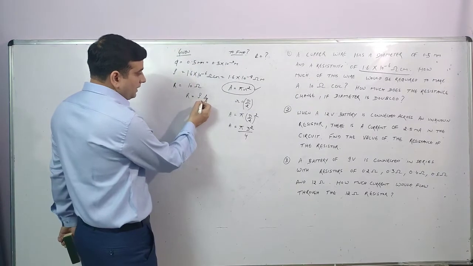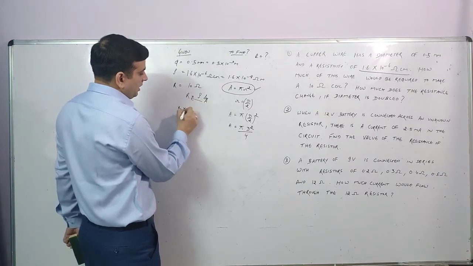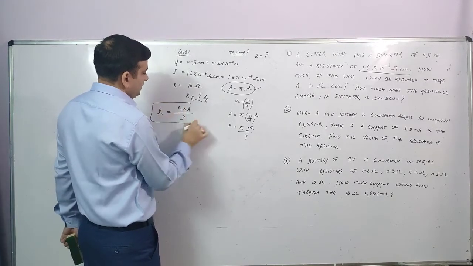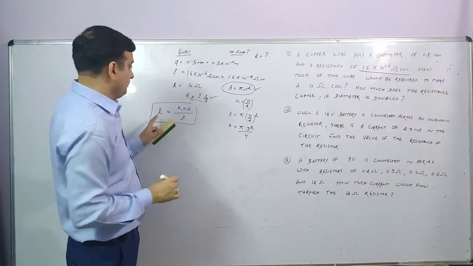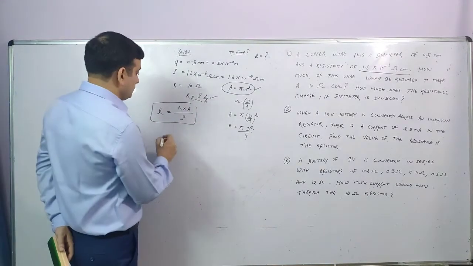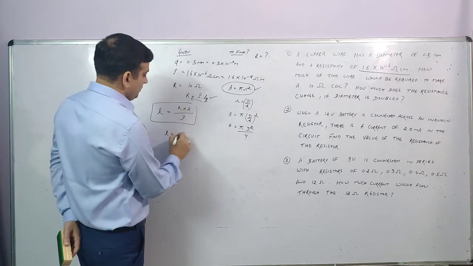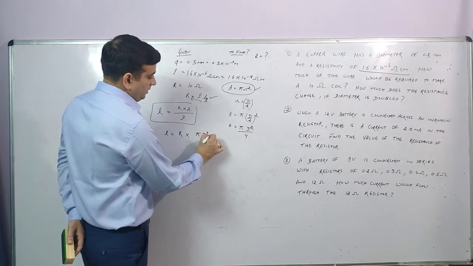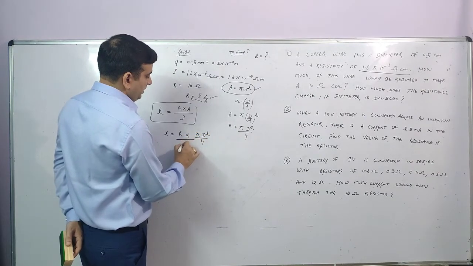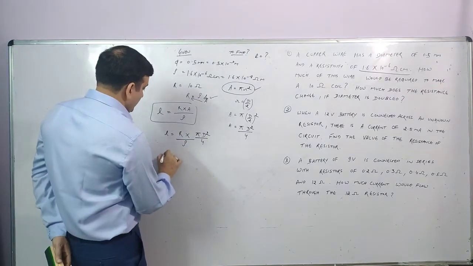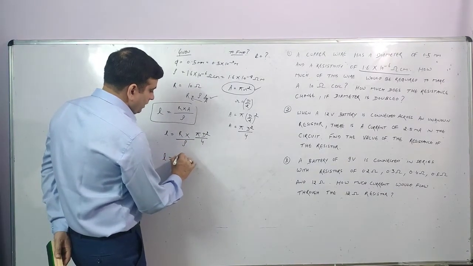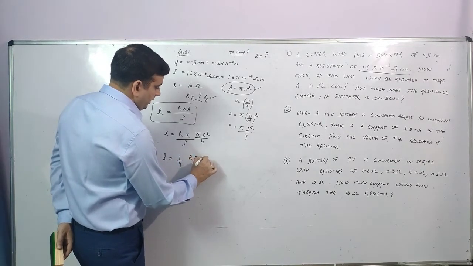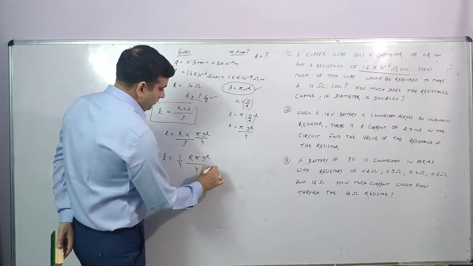So we will rearrange the formula: R into A divided by rho is equal to L. By this formula I get the length of the conductor. So L is equal to R, and in place of A I am writing pi d square by 4, divided by rho. So L is equal to, bringing the 4 forward, 1 by 4, R pi d square.